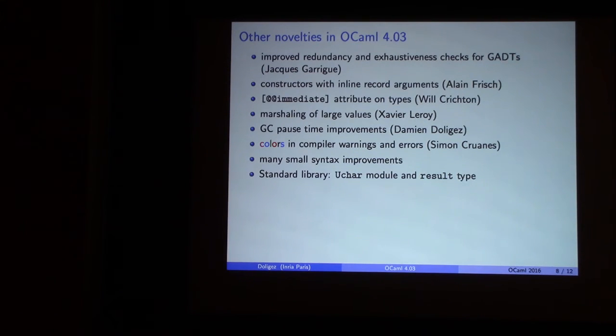The point here is that the record that's an argument can only appear as an argument of this constructor, and it can have mutable fields. So we have constructors with mutable fields.